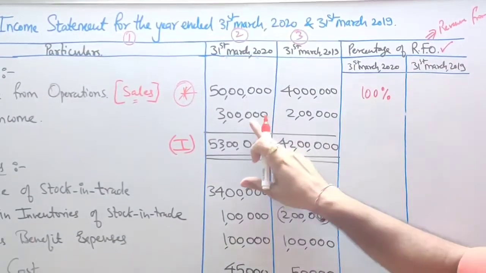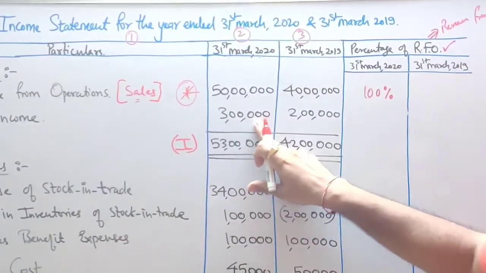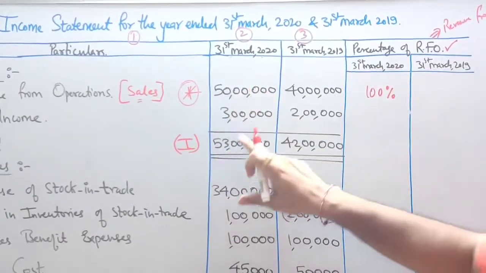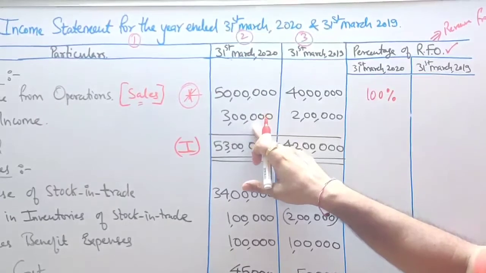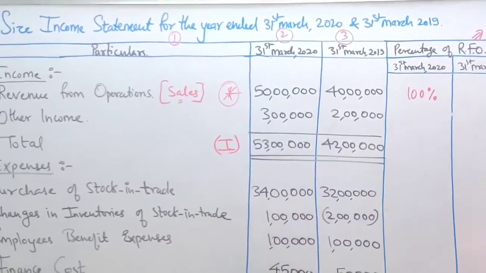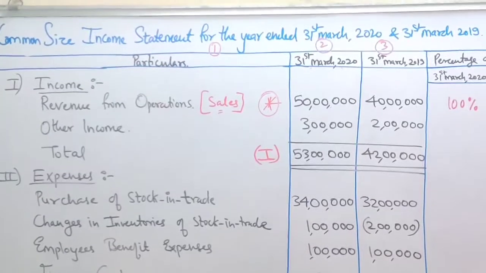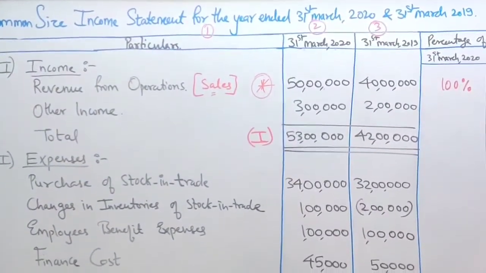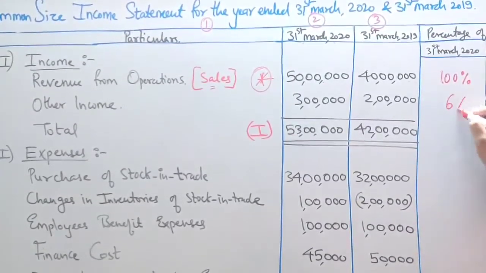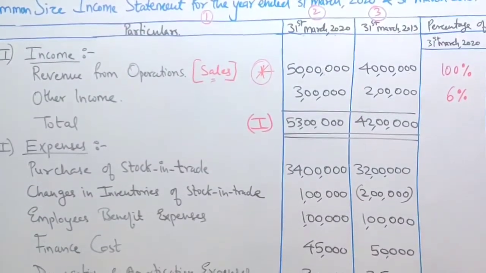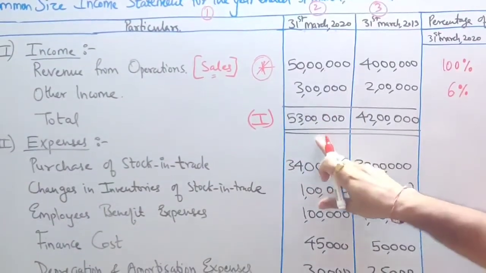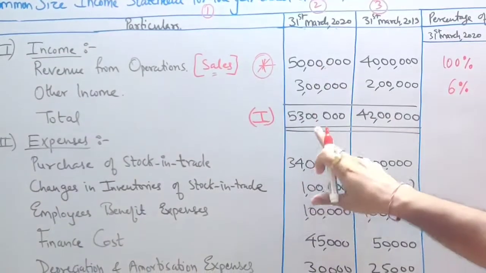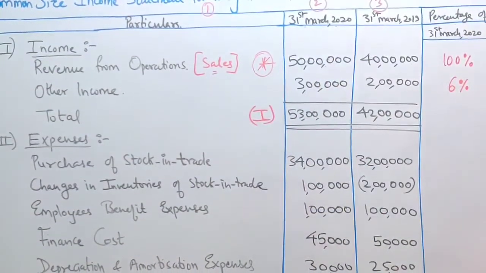Okay. Now, for this amount, what you have to do? This is a common denominator. 50 lakh is a common item, the common denominator. Now your numerator will keep on changing. So your numerator is 3 lakh now. So 3 lakh divided by 50 lakh into 100. That gives you 6%. Am I clear? Now your numerator will be 53 lakh and your common denominator is 50 lakh. So 53 lakh divided by 50 lakh.